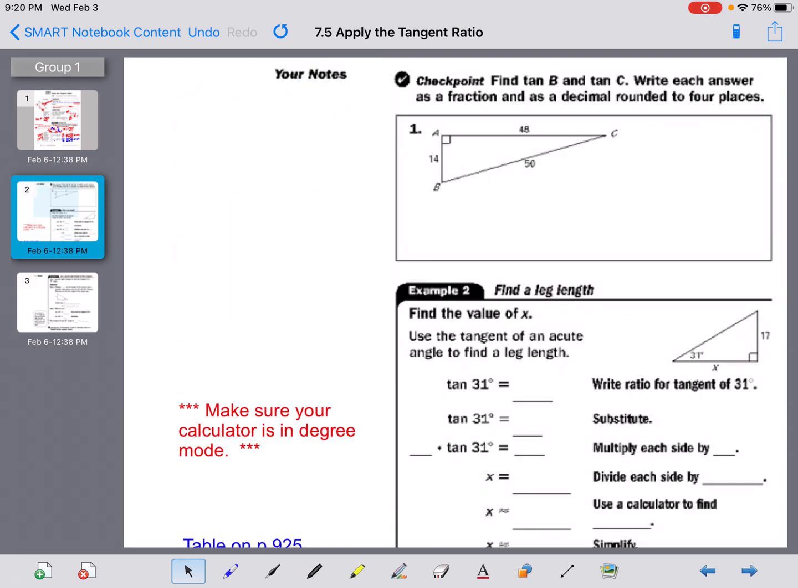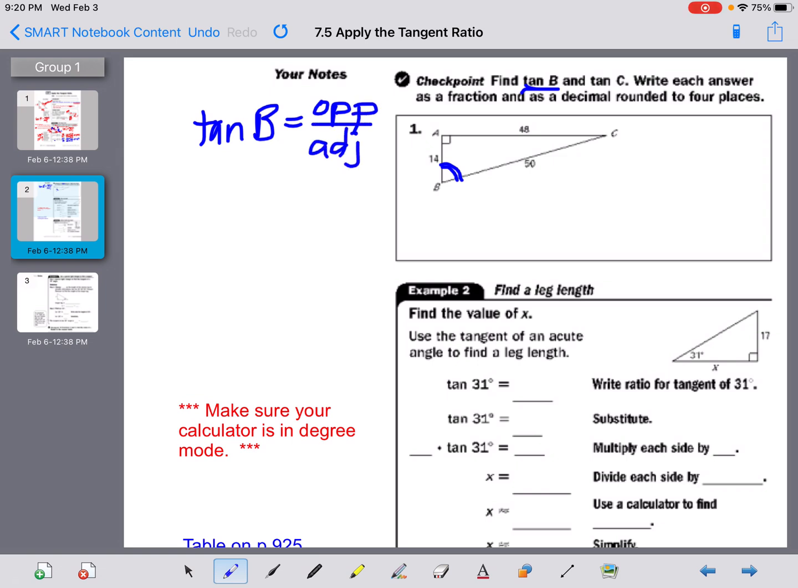We're going to do the same thing here on the top that we just did on our last one. They want us to find the tangent of B and then the tangent of A. We're going to write them as a fraction in lowest terms and as a decimal rounded to 4 places. So we're going to start at angle B. Okay, so tangent, don't forget, I'm going to write it again, equals opposite over adjacent.